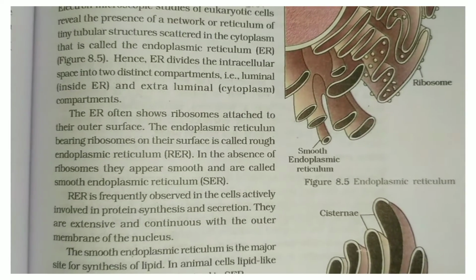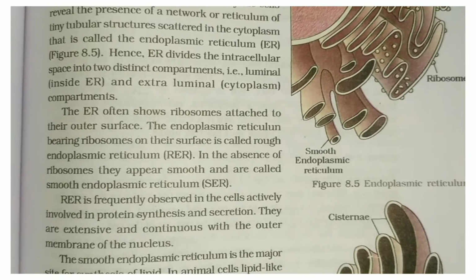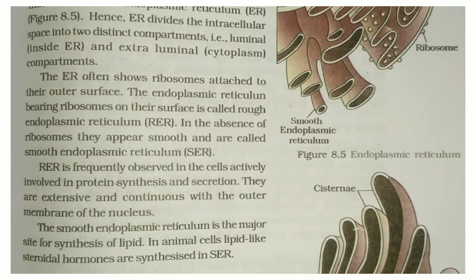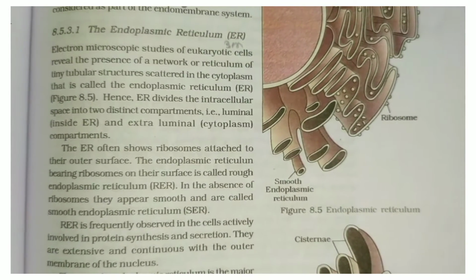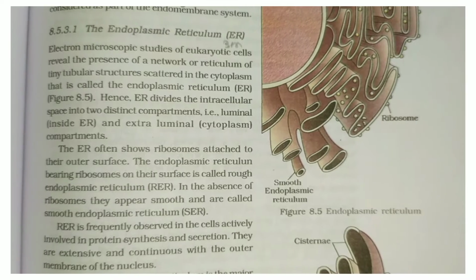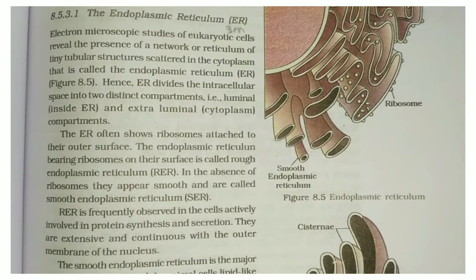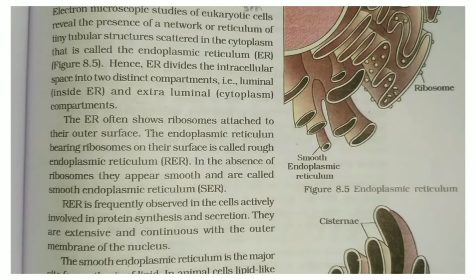Endoplasmic reticulum which bears the ribosomes on its surface is called the rough endoplasmic reticulum. The absence of ribosomes on the outer surface of the endoplasmic reticulum is called the smooth endoplasmic reticulum. Endoplasmic reticulum is extensive and continuous with the outer membrane of the nucleus. They help in protein synthesis and secretion.